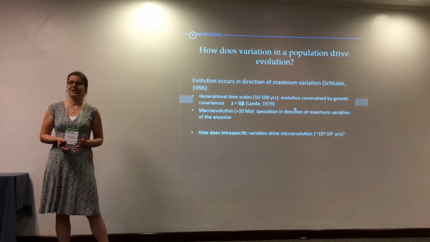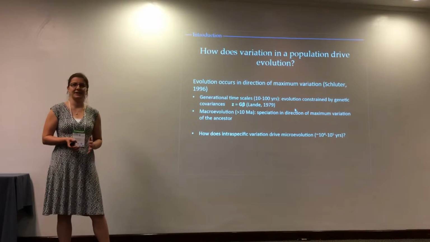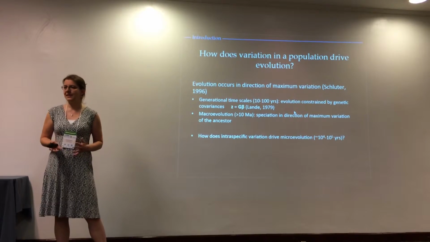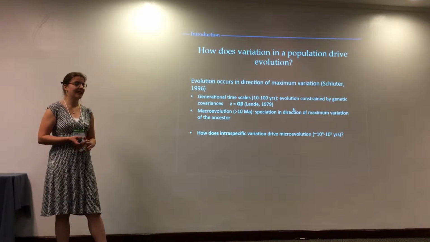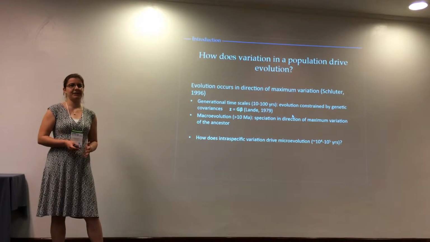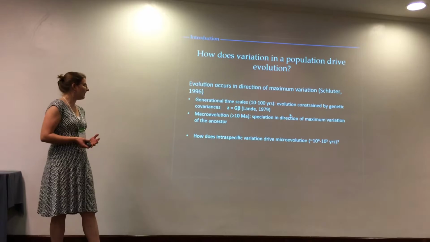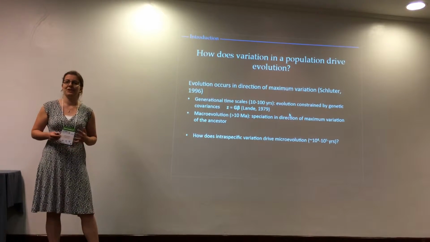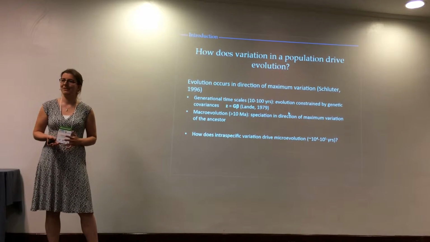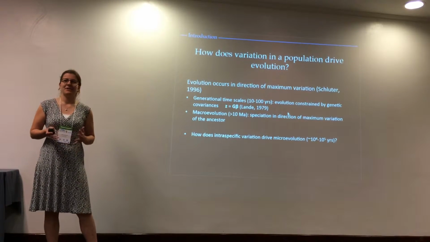So on very short timescales, from one generation to the next, we know that evolution is constrained by covariation between traits. So selection of one trait can inhibit or enhance selection on others. So the next generation will evolve along the direction of this trait constraint. And also, at macroevolutionary timescales, so from one species to the next, we know that new species tend to evolve in the direction of maximum variation of their ancestors. But we don't know much about the time step in between.